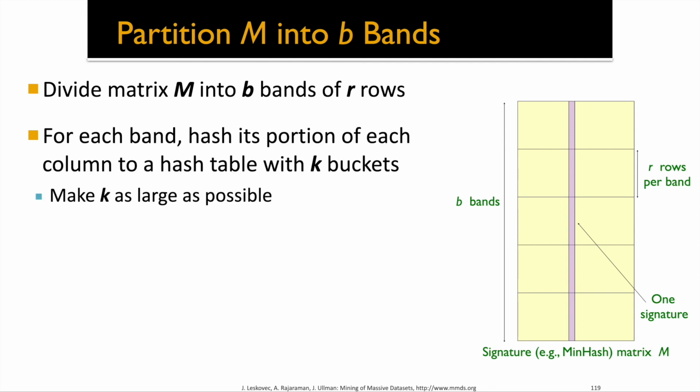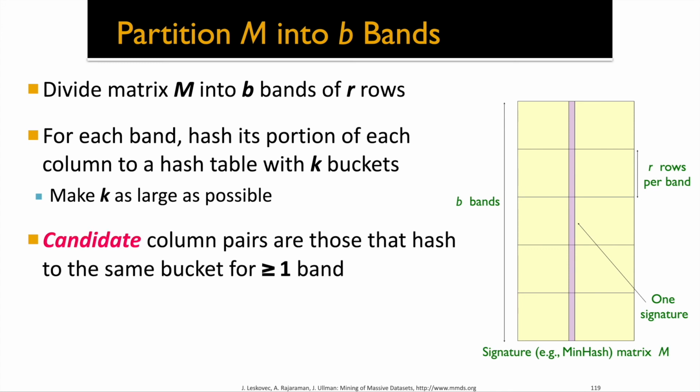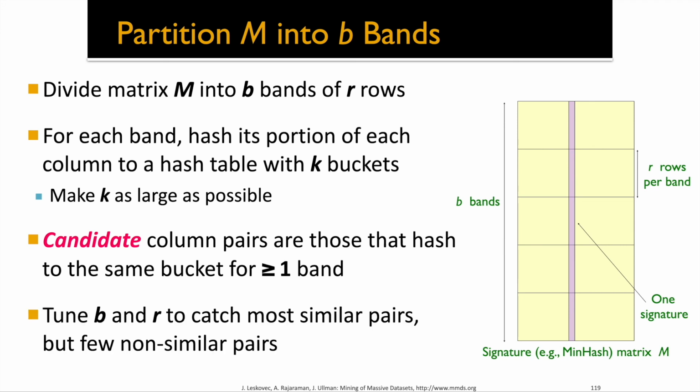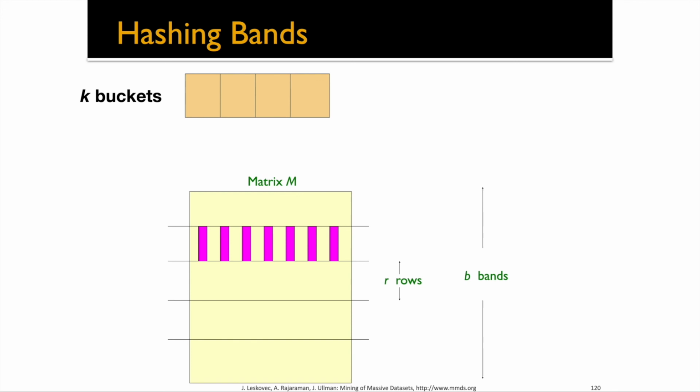Then for each band in this signature matrix, we hash that portion of the rows to some hash table with many buckets. At any point in time where the bands of two documents end up in the same bucket, that gives us a candidate pair that we want to evaluate. We want to tune the values of B and R such that we catch a lot of pairs that are similar, but very few false positives, very few pairs that are not similar. So we can show this graphically.